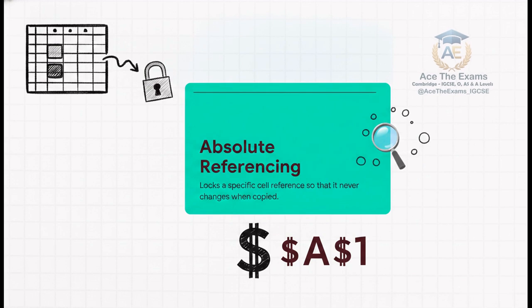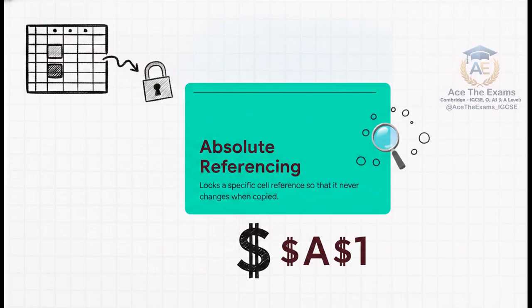In the matrix of a spreadsheet, absolute referencing is your anchor. It's the use of dollar signs, like $A$1, to lock a specific cell reference so that it absolutely never changes no matter where you copy or drag that formula. But remember, the examiners don't just want the textbook definition. Let's apply our PEAL framework right now. Your point: absolute referencing locks the target cell. Simple. For your evidence, imagine a tax calculation table in your exam paper where the tax rate is isolated in a specific cell, say D4.